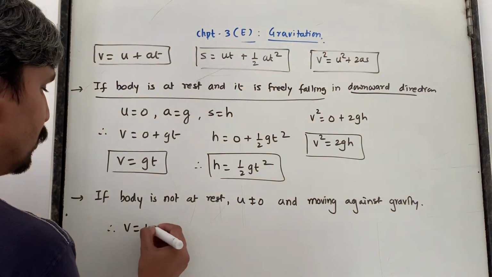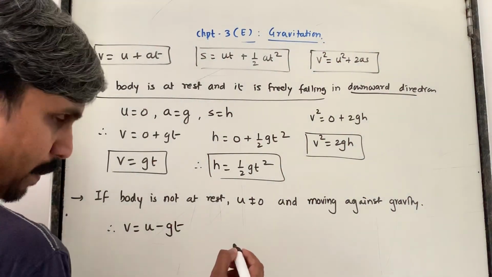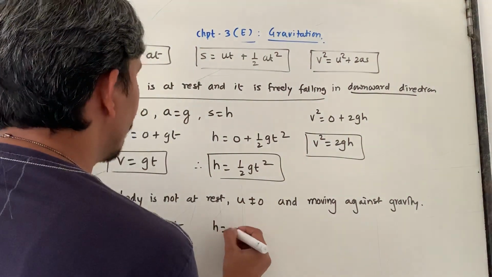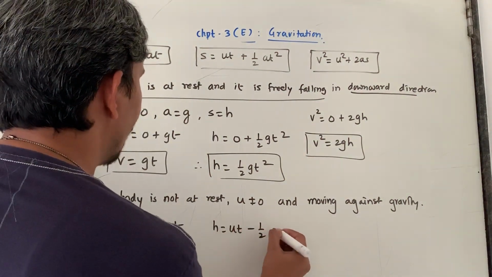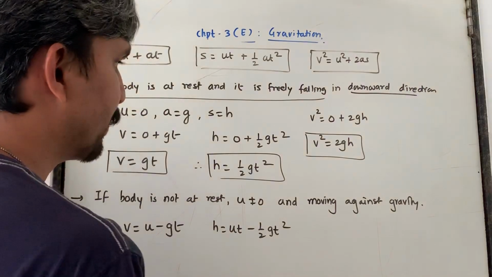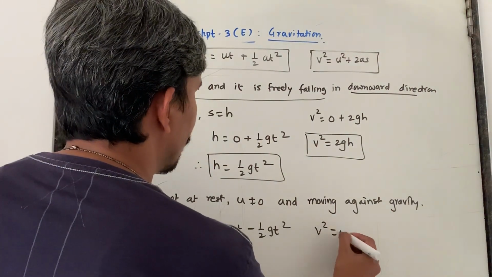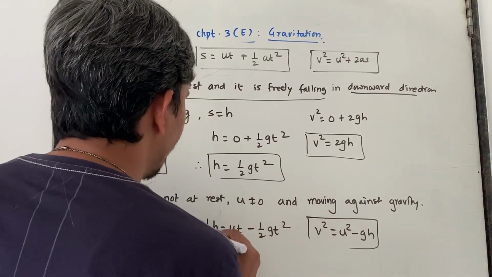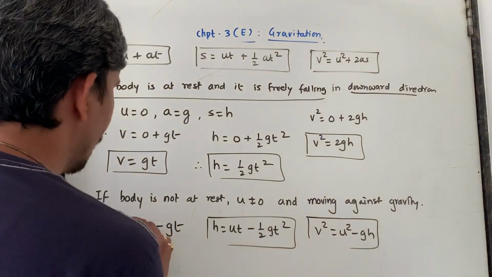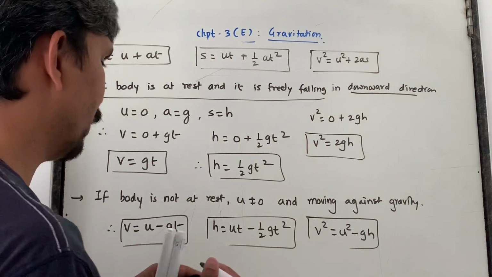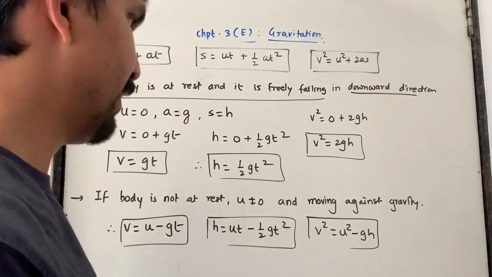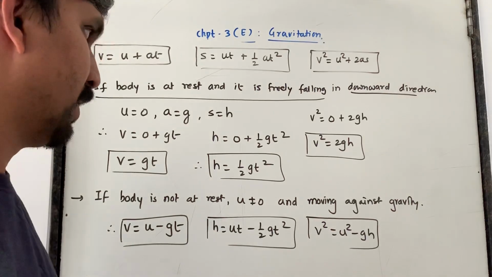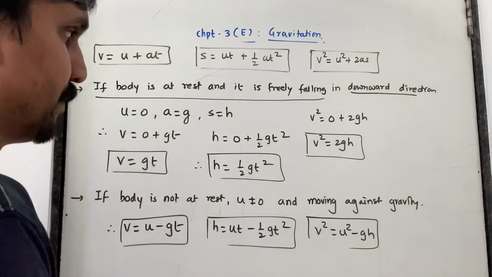Here v is equal to u minus gt. Right? v is equal to u minus gt. h is equal to ut minus half gt square. And here v square is equal to u square minus 2gh. So these are 3 different equations where your body is thrown against gravity and your initial velocity is not equal to zero. Right?